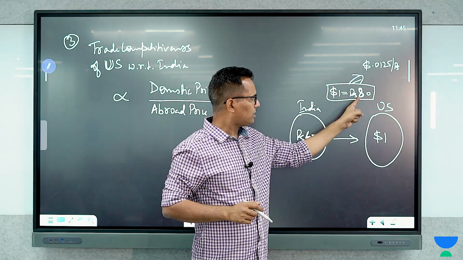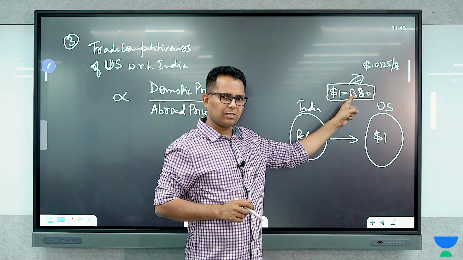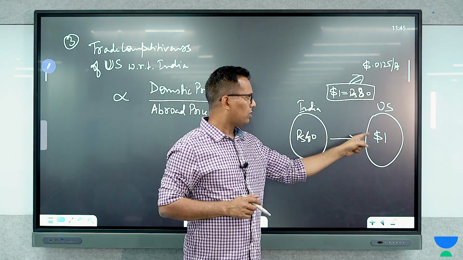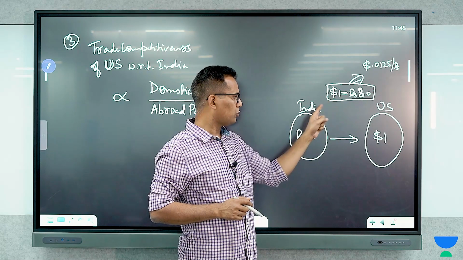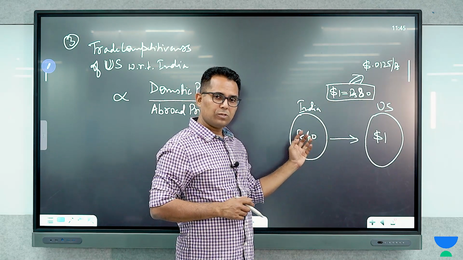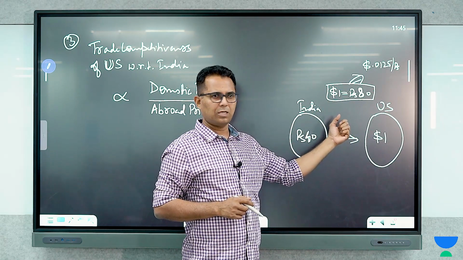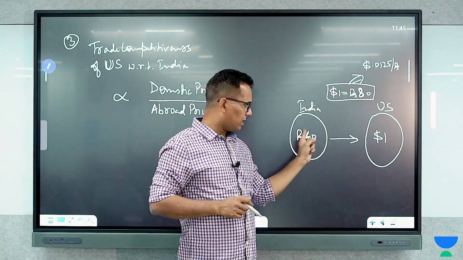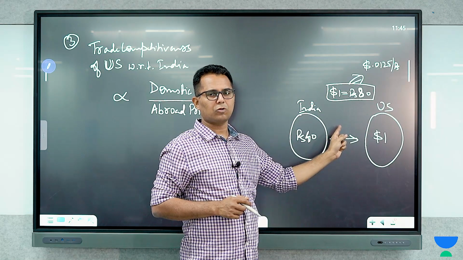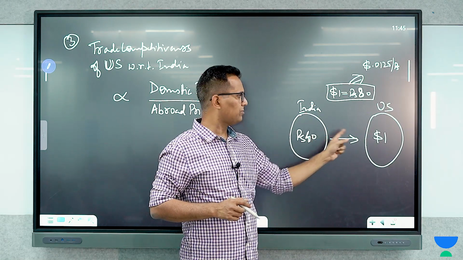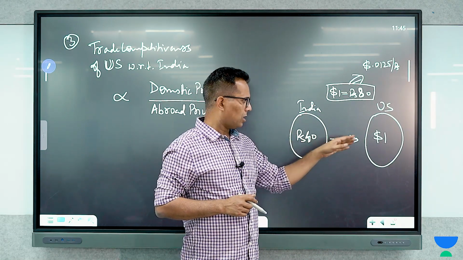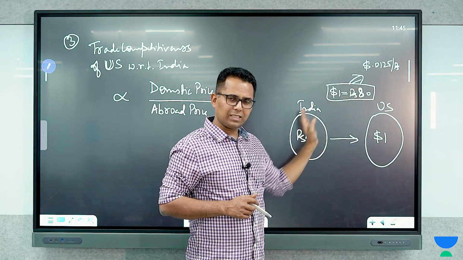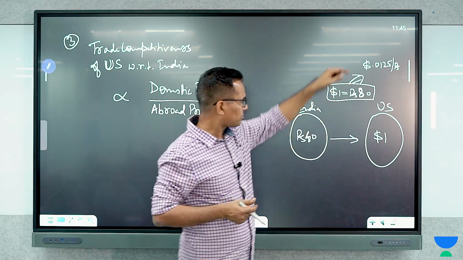Now, think about this. See, suppose this number increases to 160. What does it mean? In $1 you will get 160, and in 160 you will get 4 burgers. So, you will try to purchase much more from India. So, if this increases, India's trade is becoming more competitive.